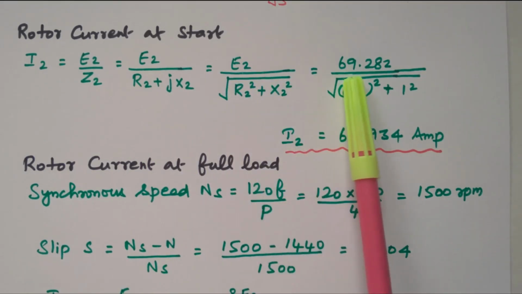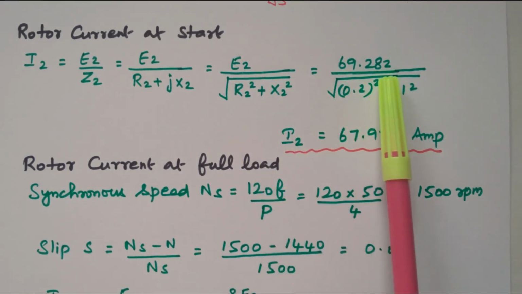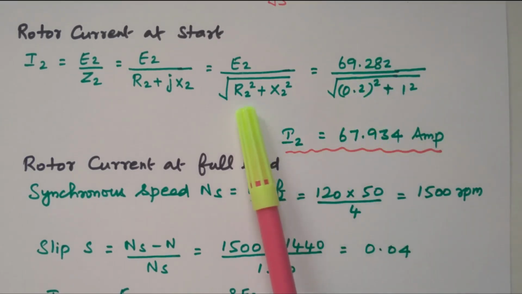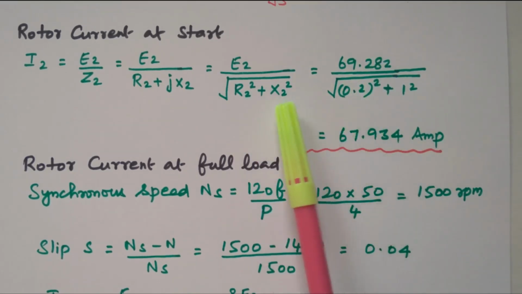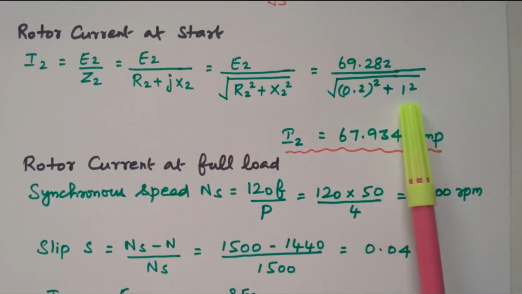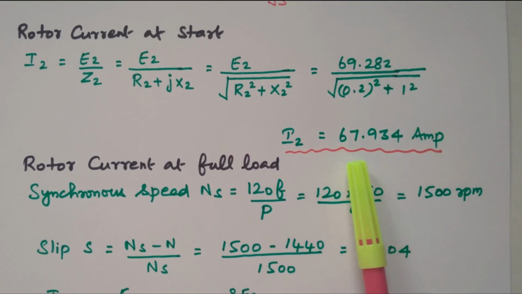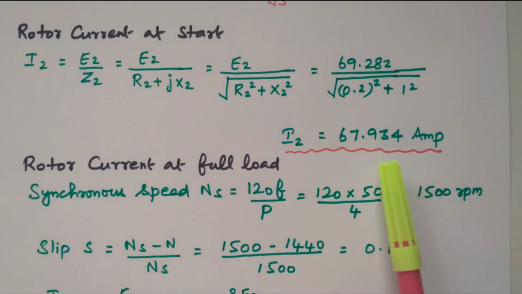E2 is 69.282 volts. E2 was given as 120 volts line voltage, this one is the phase voltage, and the resistance value is given as 0.2 ohm, reactance given as 1 ohm. So all the data are available. By simplifying this, what we got is 67.934 ampere. The rotor current at starting is 67.934 ampere.